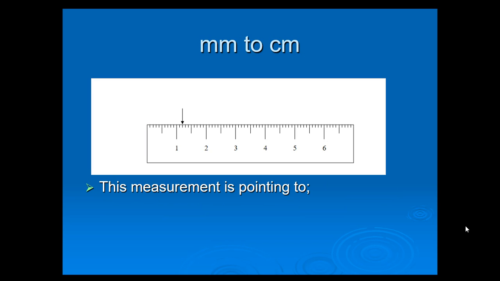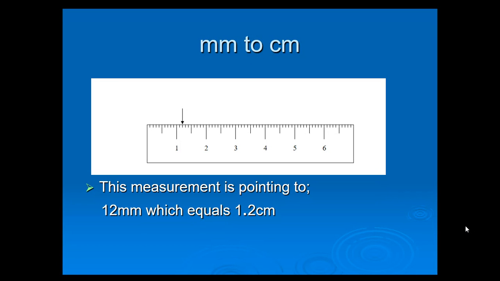So the first thing we want to do here is know what this measurement is pointing to. If we just start off in millimeters and we look at our ruler, we would count each of those lines in millimeters. So if we were to count 1, 2, 3, 4, 5, 6, 7, 8, 9, 10, 11, 12, the arrow is pointing to 12 millimeters. Or 1.2 centimeters. When we start to look at the metric system, we use our decimal place.